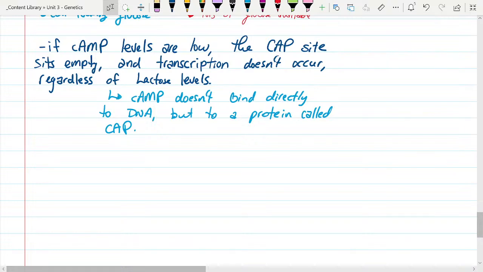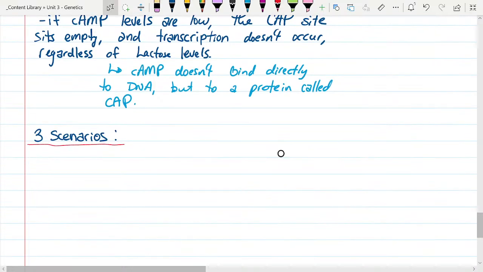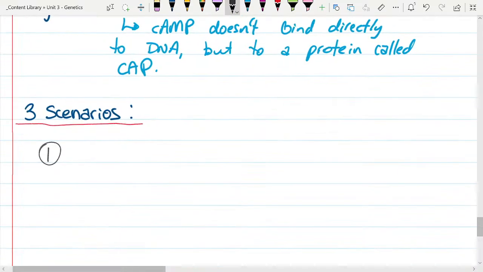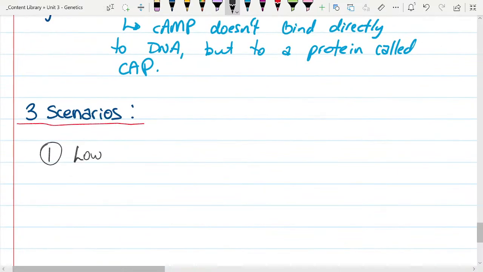This really means that there are three possible scenarios that we'd have to consider here. We'll get through all three of them today, but maybe we will. The first would be if there are low lactose levels.